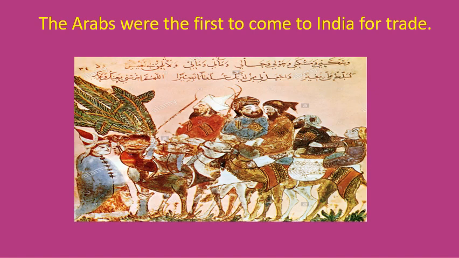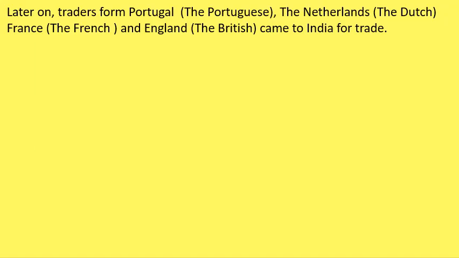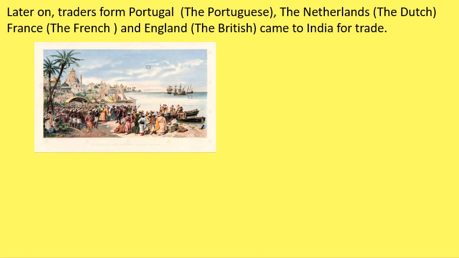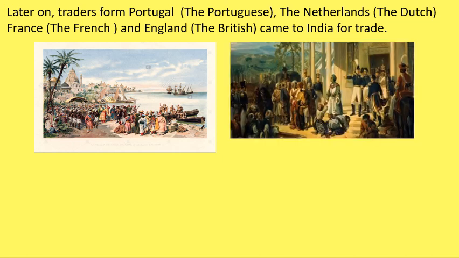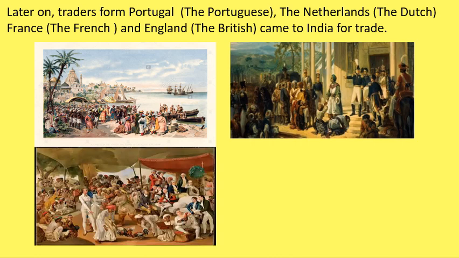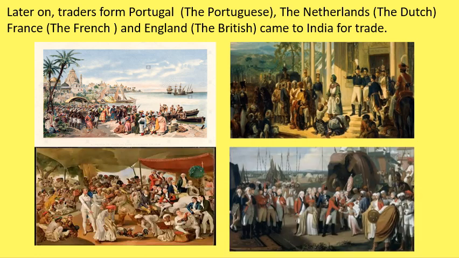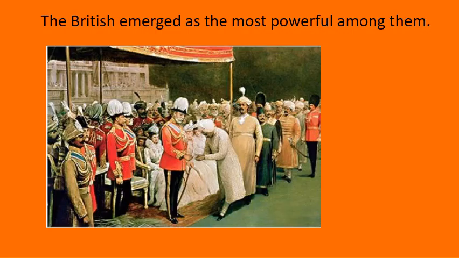The Arabs were among the first to come to India for trade. Later on, traders from Portugal, the Portuguese, the Netherlands, the Dutch, France, the French, and England, the British, came to India for trade. There were fights among these powers for control over the Indian products and markets. The British emerged as the most powerful among them.